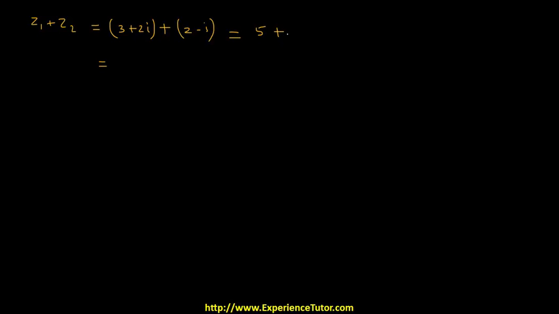plus i. So the conjugate of z1 plus z2 will be the conjugate of 5 plus i, which is equal to 5 minus i.